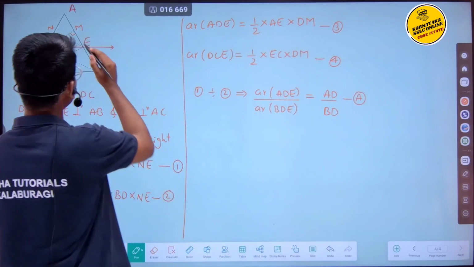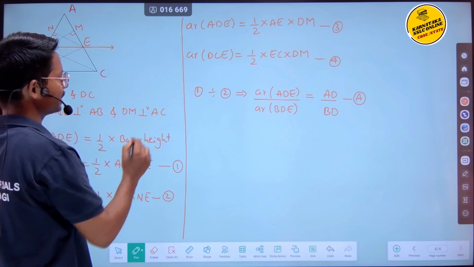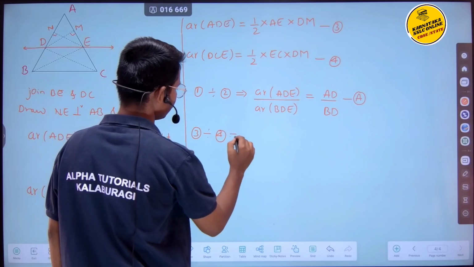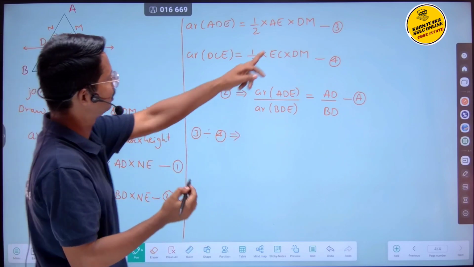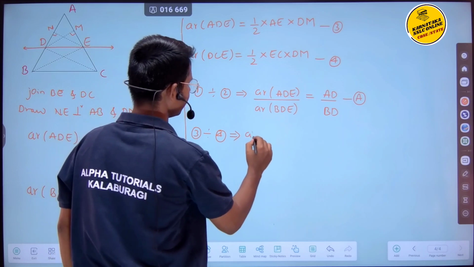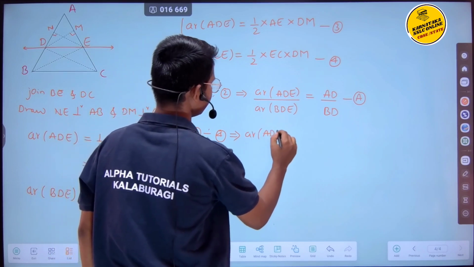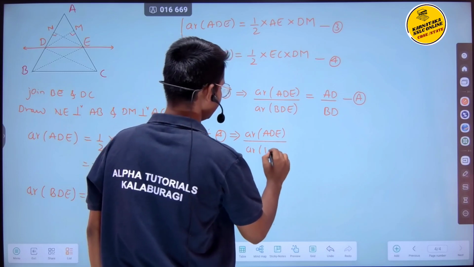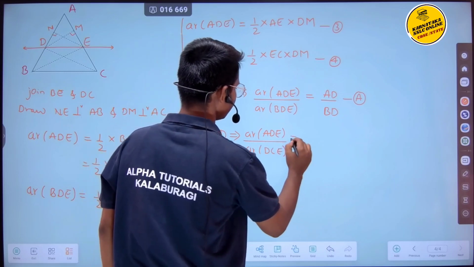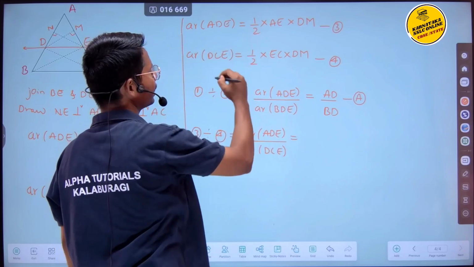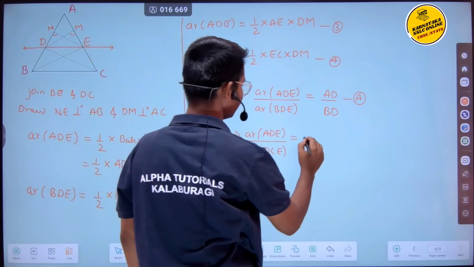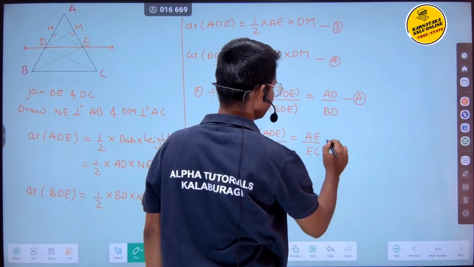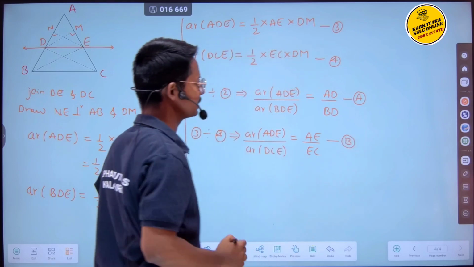Similarly, on the right hand side of the triangle also I'll do the same division, equation 3 divided by equation 4. Left hand side it is the area of triangle ADE divided by the area of triangle DCE. Right hand side, half and half get canceled, DM and DM get canceled, you will get AE by EC. Again, this is an important result, call it equation B.